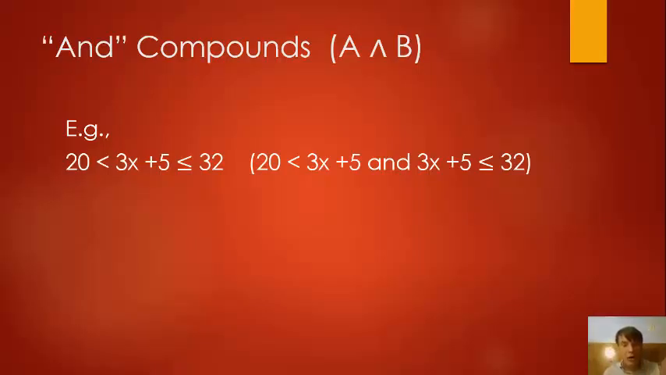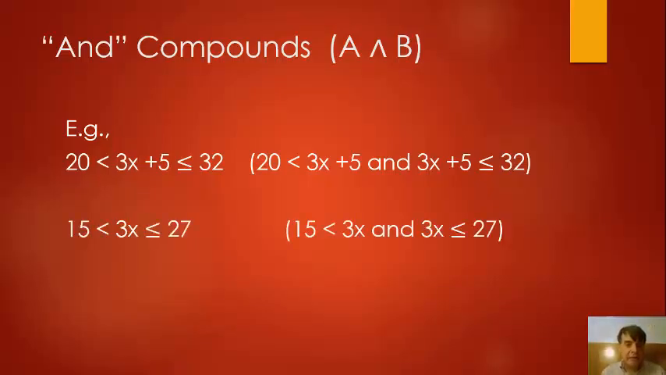Let's move on. So how do I solve this? Well, I can solve it either by going for the one on the left or by doing the two separately on the right. So I might start by subtracting 5 from everything. 20 minus 5 is 15. 3x plus 5 minus 5 is just 3x. 32 minus 5 is 27. So I can just do it right there in the compound. I could have done it separately. So in the parentheses, I've done the same thing. Subtracted 5 from each side for both inequalities. Next, I'm going to divide by 3, and I'm going to end up with the answer. 5 is less than x, which is less than or equal to 9.